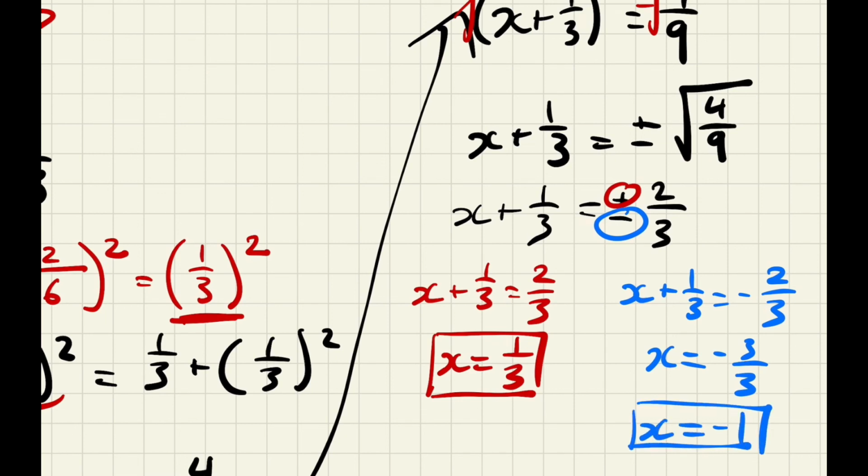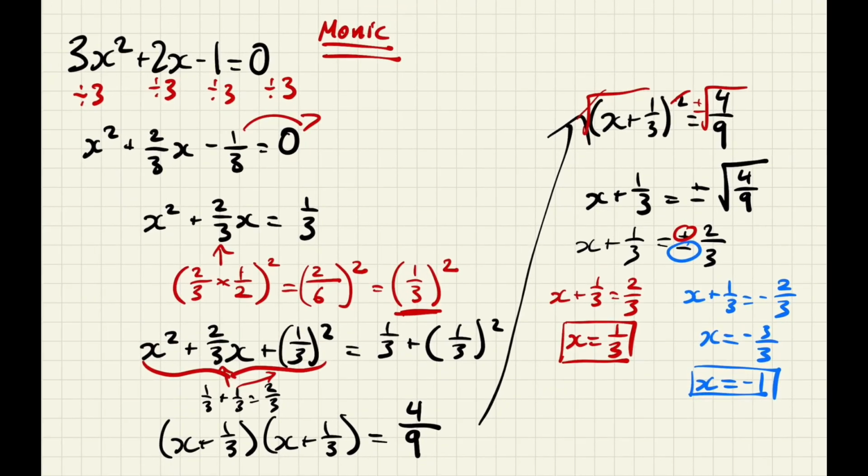Therefore, the answer to our quadratic equation, or answers I should say, x is equal to 1 on 3 and x is equal to minus 1. And that is how you solve a non-monic quadratic equation by completing the square.